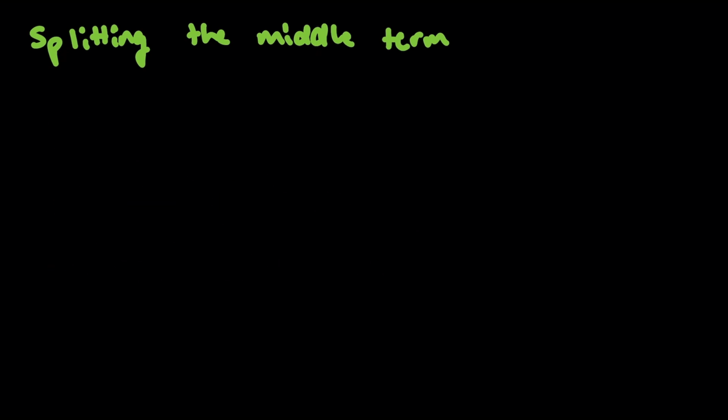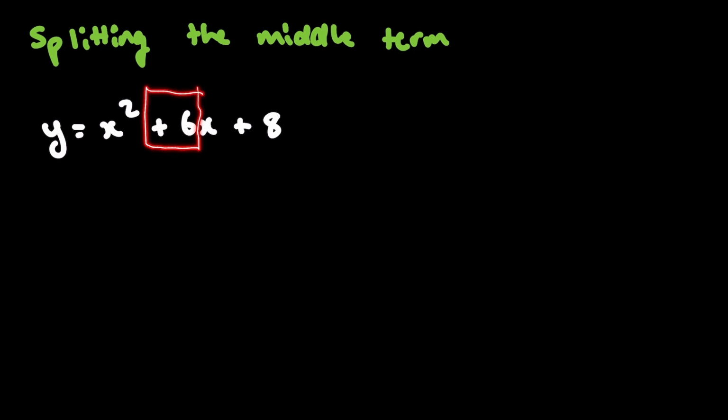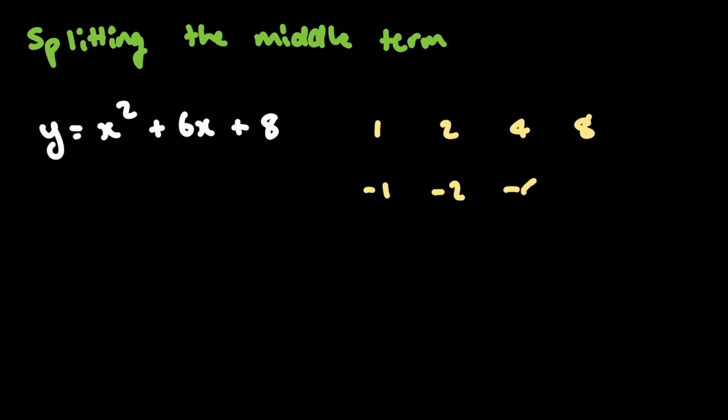So let's have a look at an example. If I have the question y equals x squared plus 6x plus 8, the goal that I have is to find two numbers which add to 6 but multiply to 8. And here's a little tip. If you ever struggle on finding two numbers, I would write out all the factors of the last number. So 1, 2, 4, and 8, and also minus 1, minus 2, and so on.